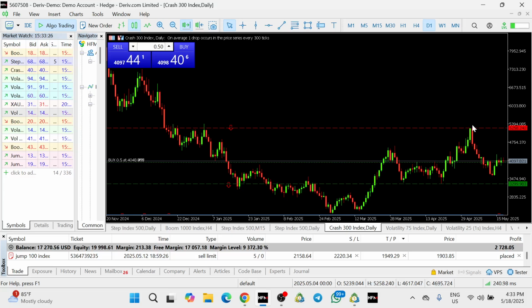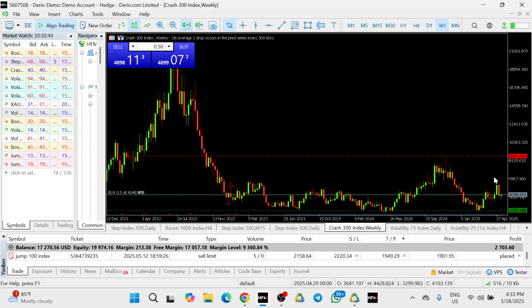So on daily, the market has tested the level. On 4 hours, it has tested the level. Then for weekly, the market has not yet tested. So it means that the market can make a pullback but still eventually go up and touch this upper level, because on the weekly we can see that the market is going to get to 860. You can check this for any other asset.